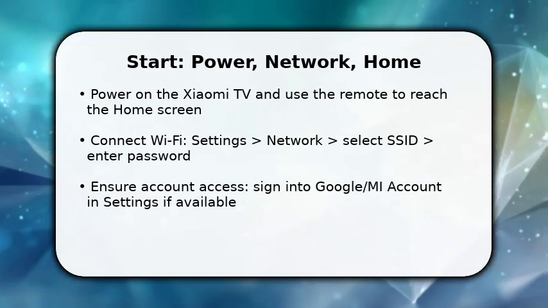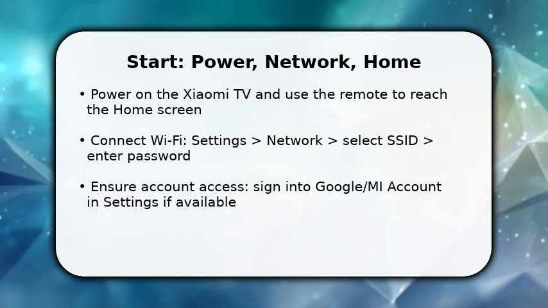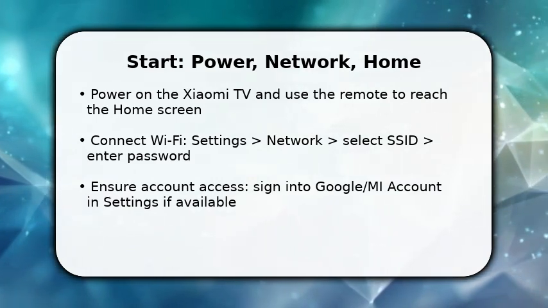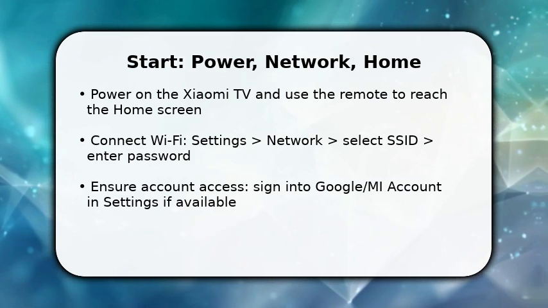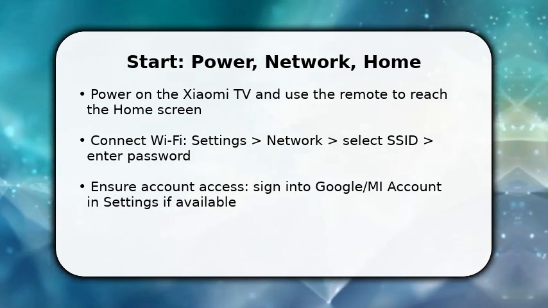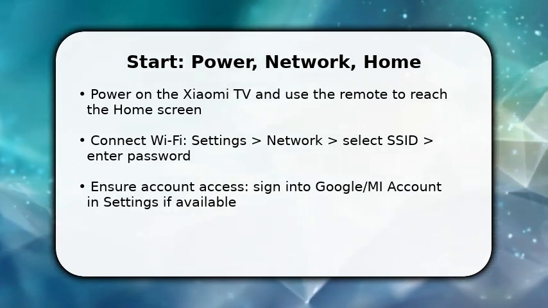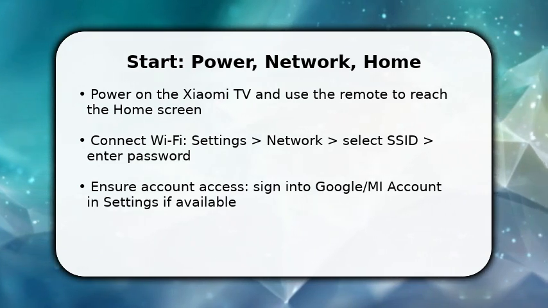You start by powering the TV and getting online because Google services require an active connection. Once the TV is on, press Home and open Settings to join your Wi-Fi network. This enables Play Store access and app installs.